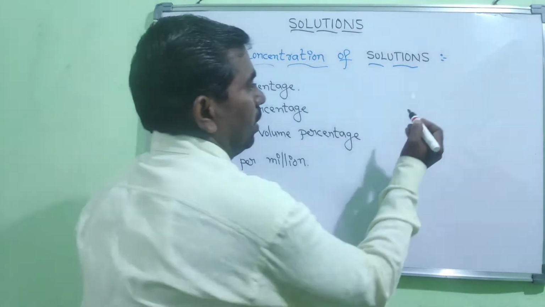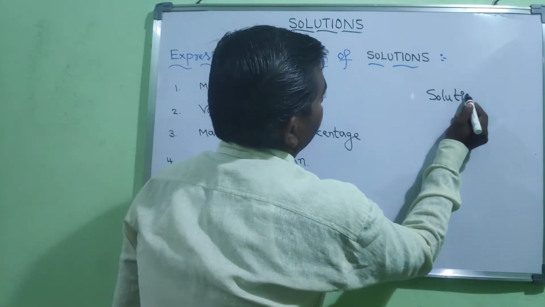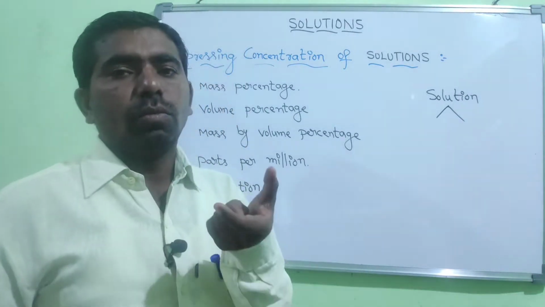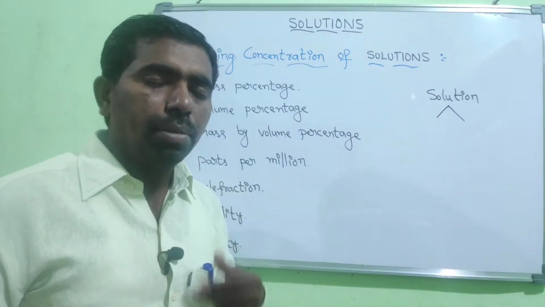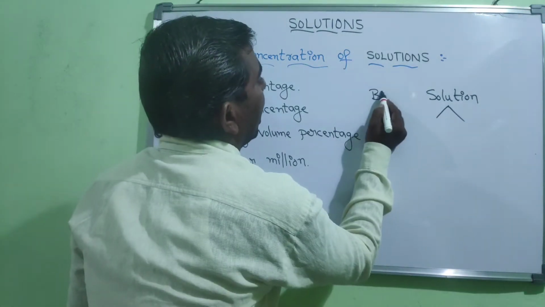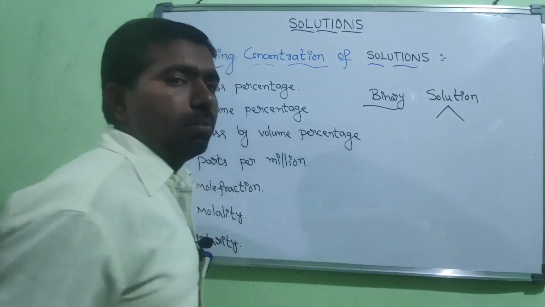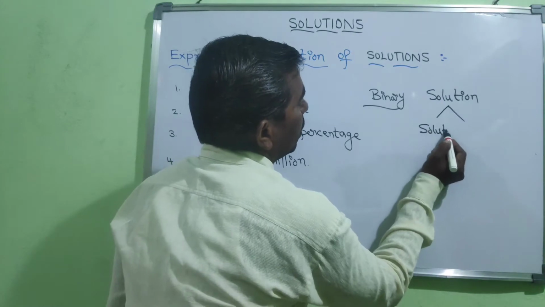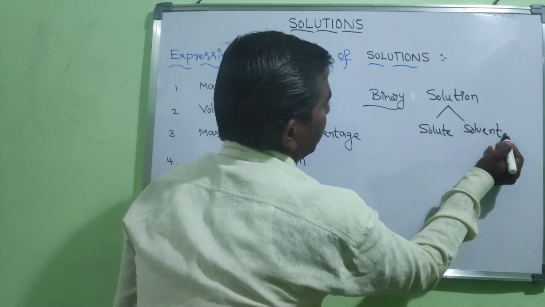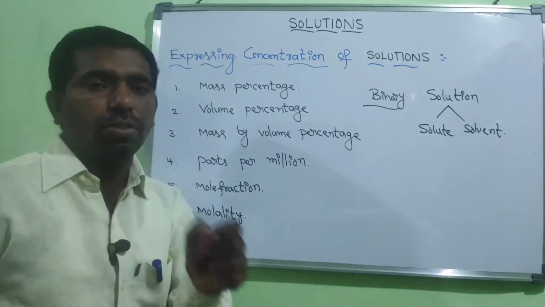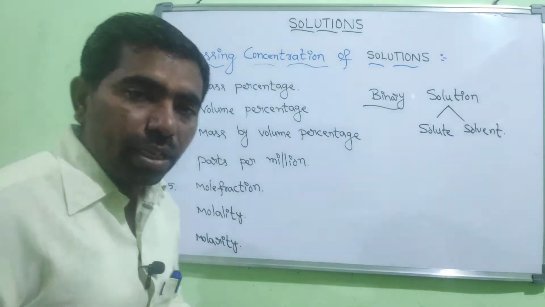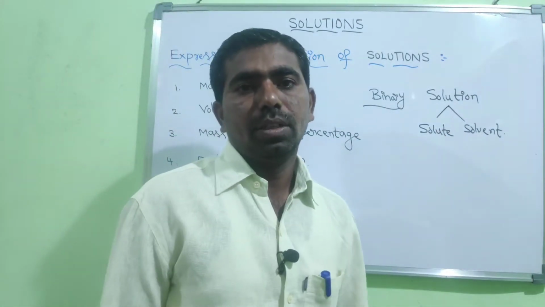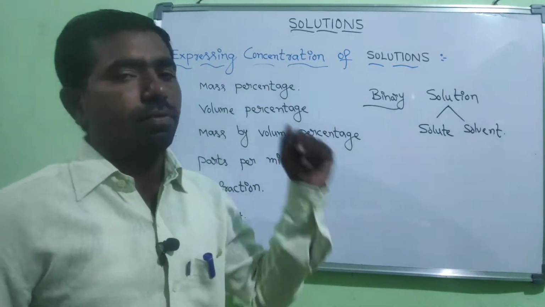Before that, I am writing here: solution. A solution may contain two or more components. For example, here I am taking only the binary solution. A binary solution means a solution containing only two components. One is the solute, another one is the solvent. And then here we have to say what concentration means. Concentration means how much solute is present in a solvent. So that is said to be the concentration of the solution.